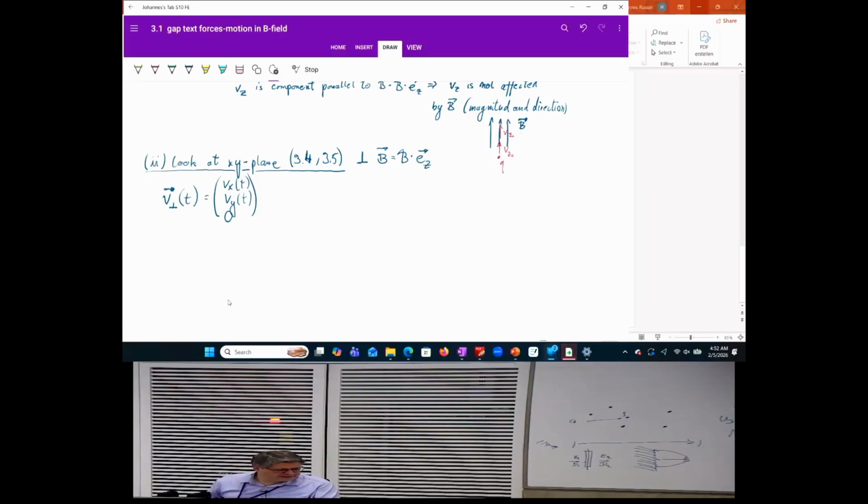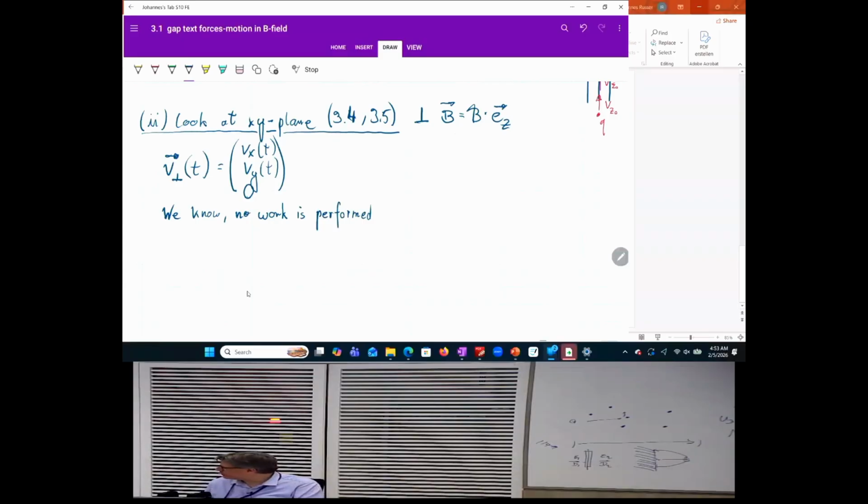And as a consequence, we have said, because we know that there is no work performed on Q when it is moving in a B field, that also means the magnitude of the velocity remains constant. So no work is performed. If no work is performed, kinetic energy is also not altered. So the velocity has to remain constant in magnitude.